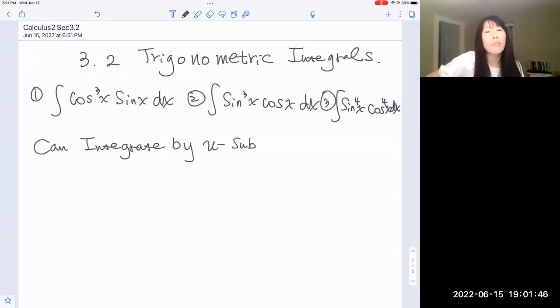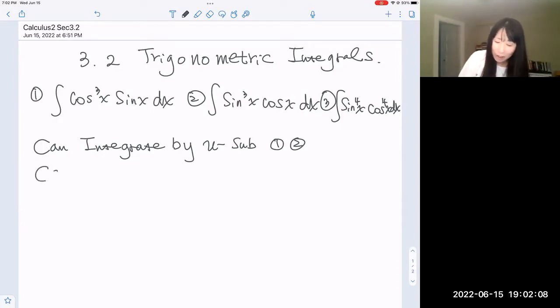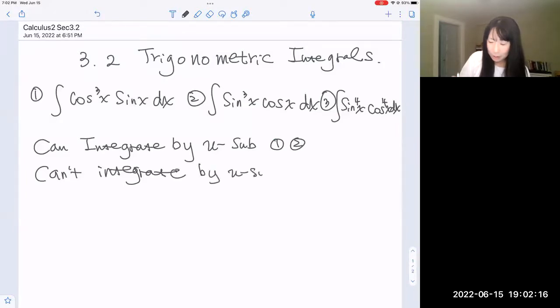Which number? So quiet today. So number 1, number 2, we can. Too late, time's up. My guess is number 3, maybe. Yeah, we cannot integrate by use of substitution number 3. Okay, so we can integrate by use of substitution number 1 and 2, but not 3.